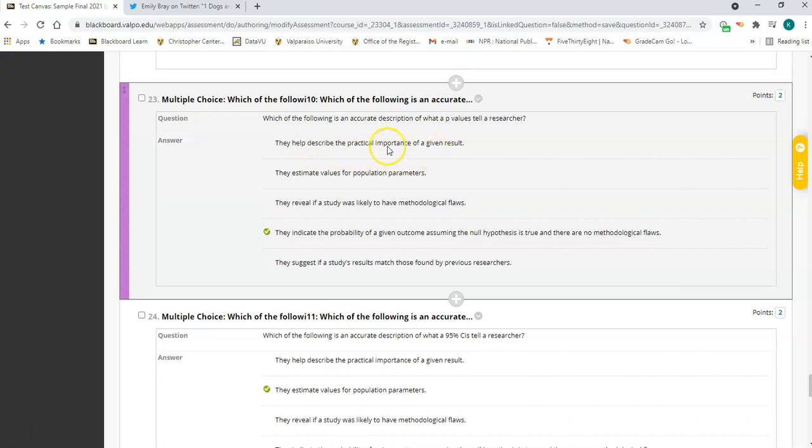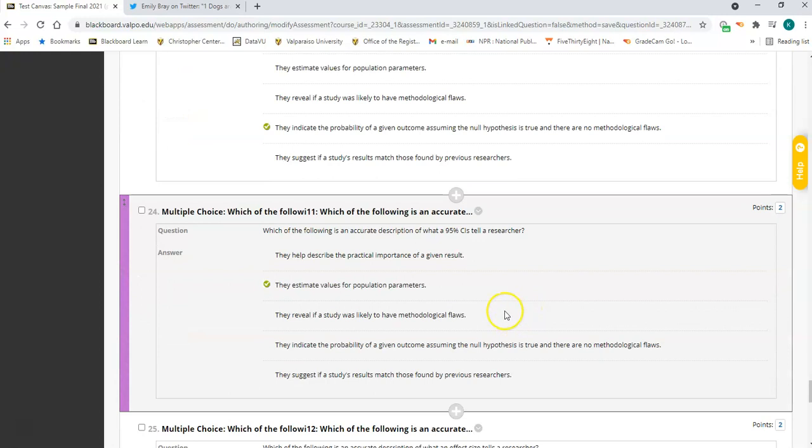They describe the practical importance. No, that's what an effect size does. They estimate the values of the population. No, that's what a confidence interval does. They reveal if a study is likely to have methodological flaws. No statistic does that. They indicate the probability of a given outcome, assuming the null hypothesis is true and there's no methodological flaws. That's true. That's basically the definition of a p-value. And they suggest that a study's results match those of a previous study. No, you need the results, but you need to compare the results to the previous study. And it's not ever a good idea to compare p-values. You should compare effect sizes, not p-values, to decide things like that.